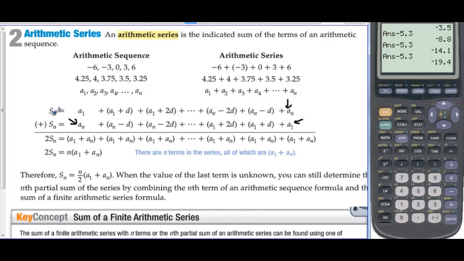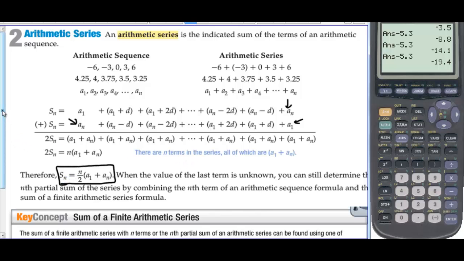Then when you add these two together, you get 2 of the s sub n's, and then you get a sub 1 plus a sub n. And then you get a sub 1 plus a sub n, and these two cancel each other out. And that happens over and over and over again. Well, you have an n amount of these, so all of those add up to n amount. And then you just divide by 2, and you get the sum of an arithmetic series right there.